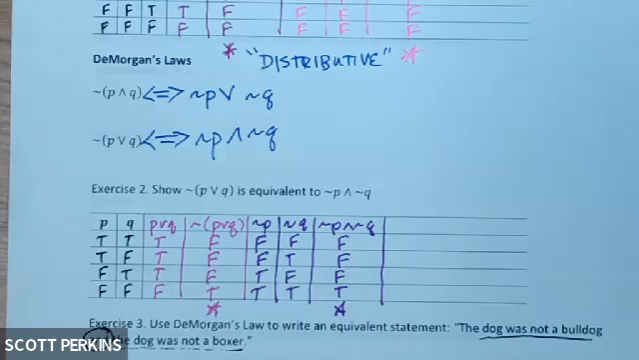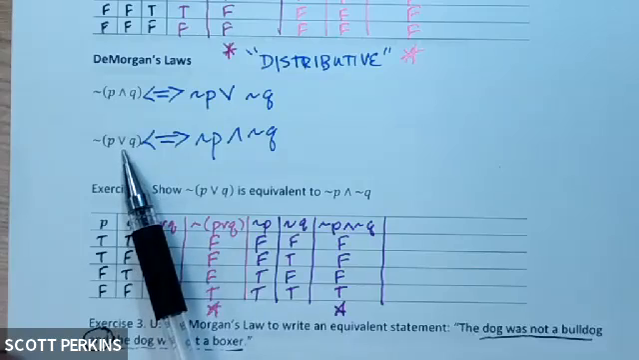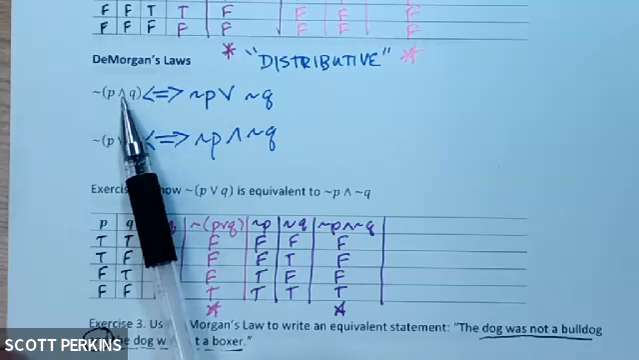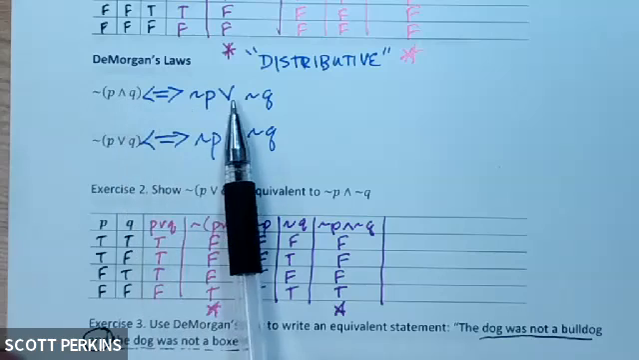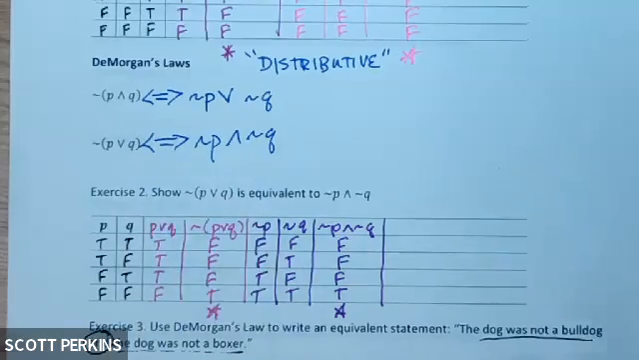I have to flip either the conjunction or disjunction sign. This only applies for the conjunction and disjunction. This does not apply for a conditional or a biconditional statement. You can't just distribute the negation in those situations. But if you have a conjunction when you distribute, it becomes a disjunction. When you have a disjunction, you distribute, it becomes a conjunction. We proved that.